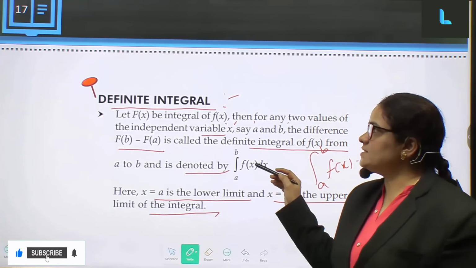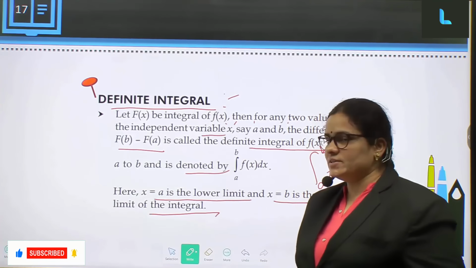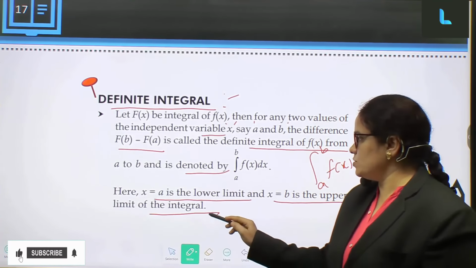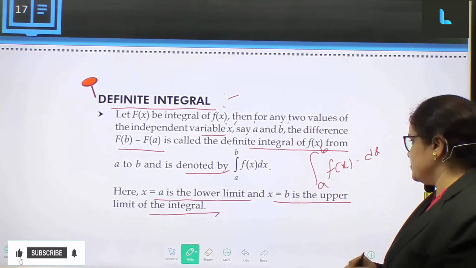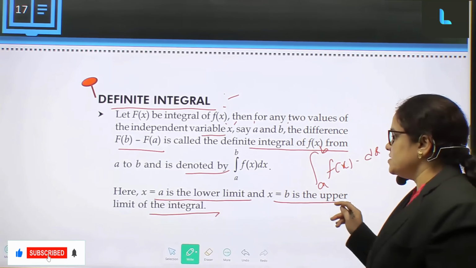So, what is the definition of the integral limits? Here x equal to a is the lower limit and x equal to b is the upper limit of the integral.